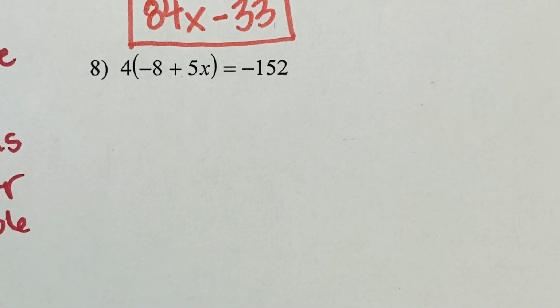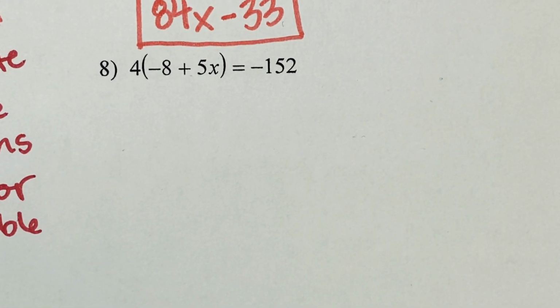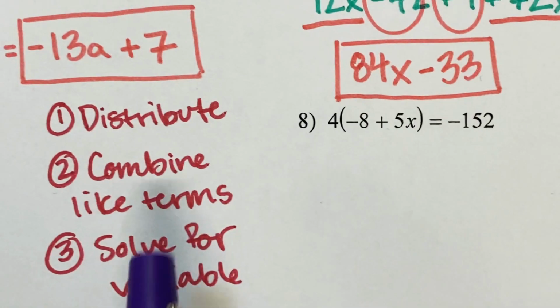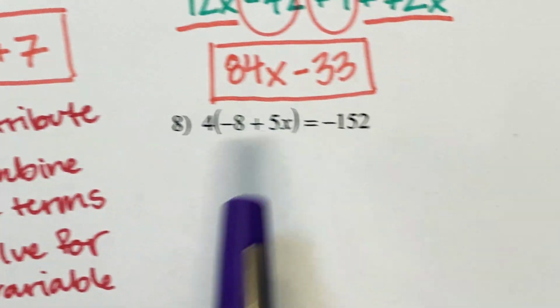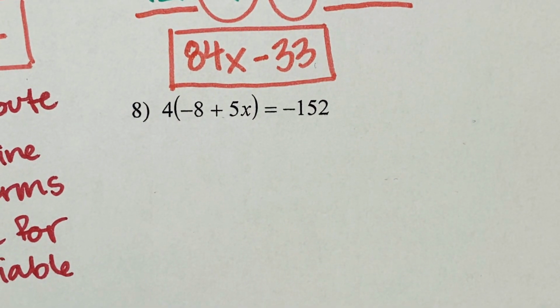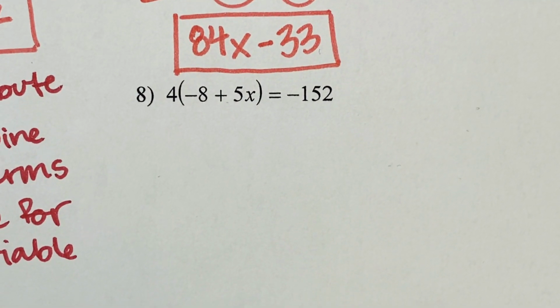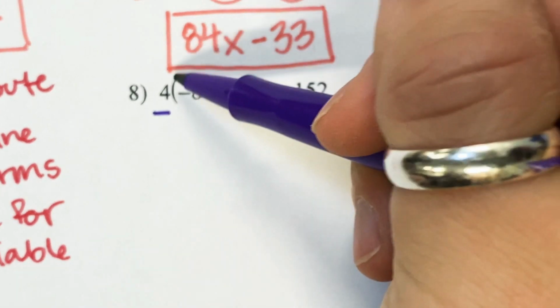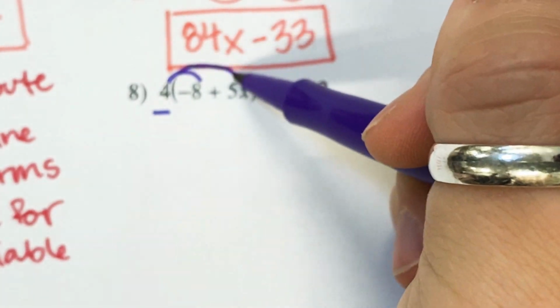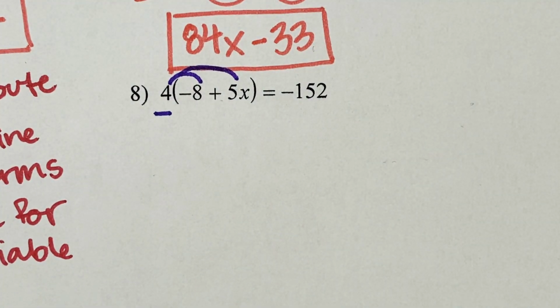Okay, so let's look at number 8. Let's follow our same steps. So we need to distribute. Okay, so what is the number that is going to have to distribute in? It's going to be this positive 4, right? So that positive 4 needs to distribute to everything inside.